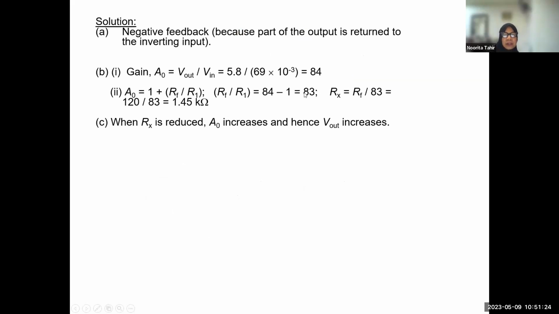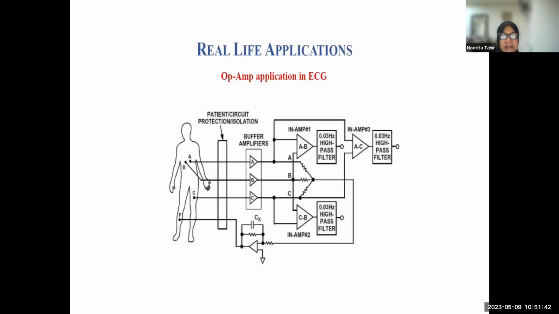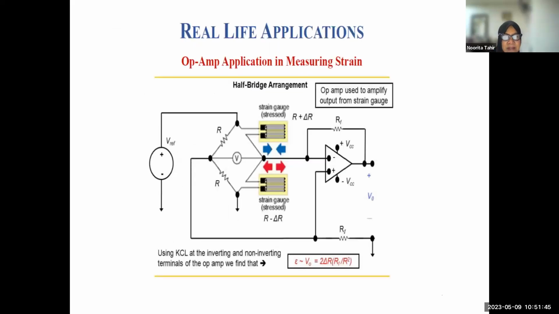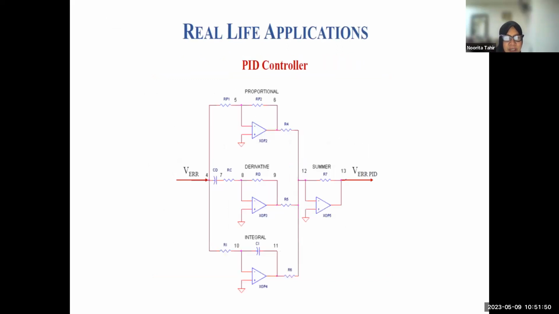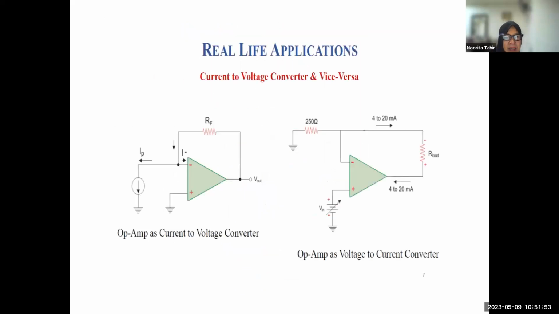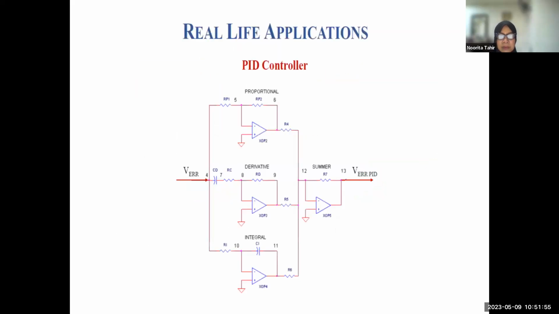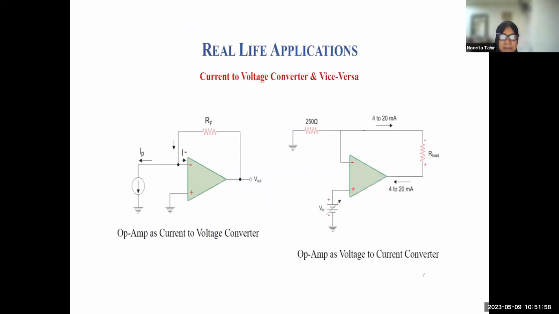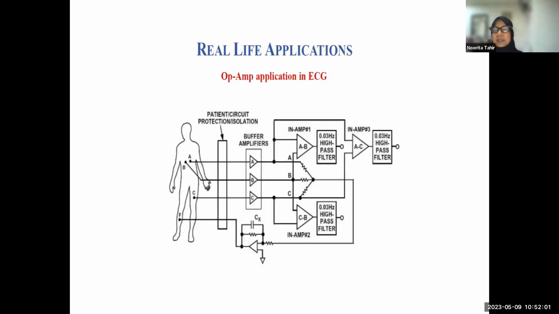And we are required to compute this. So we know that Rx is around 1.45 kilo ohm. So if Rx is reduced, the voltage gain will increase and also V out will increase. That's what happens if we reduce Rx. Okay, this is some real application of op-amp in ECG as a measuring bridge, and also PID controller, that I just shared with you that you can take a look at later. Okay, I think that's all for today for our op-amp.